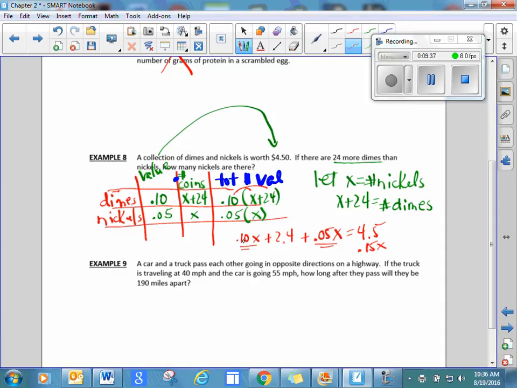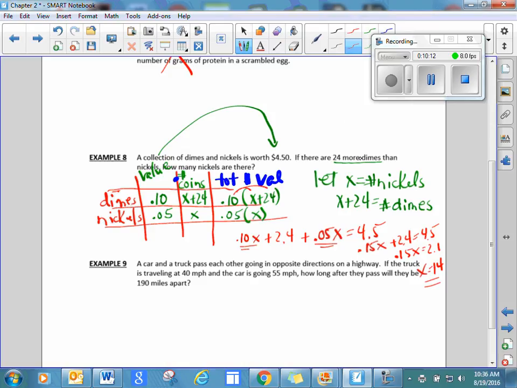I've seen people add 10 and 5, and I don't know what the common mistakes are, but just be sure that you've got your decimals going right. 0.15x plus 2.4 is equal to 4.5. Subtract 2.4 from both sides, and you get 0.15x is equal to 2.1. Divide, and you end up with x is equal to 14.